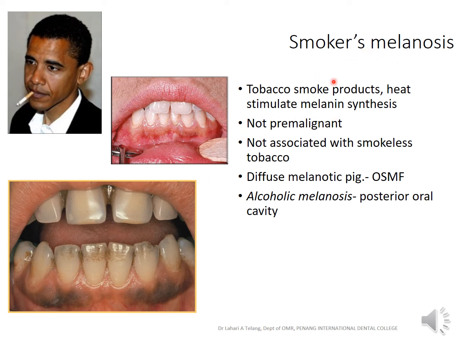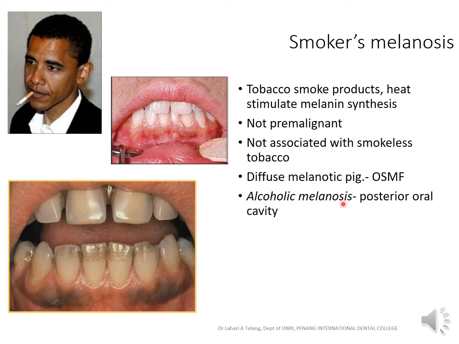Essentially, smoker's melanosis doesn't mean that the patient is having a potentially malignant disorder. It is again not associated with smokeless tobacco. Since smokeless tobacco doesn't generate heat, it does not produce this sort of pigmentation. Diffuse melanocytic pigmentation is also seen in OSMF, which could happen because of the process of the disease itself.